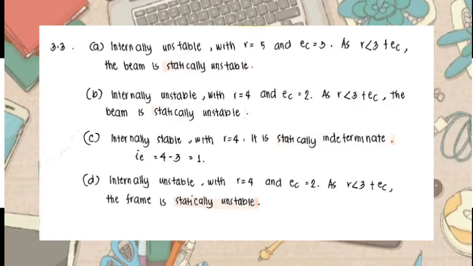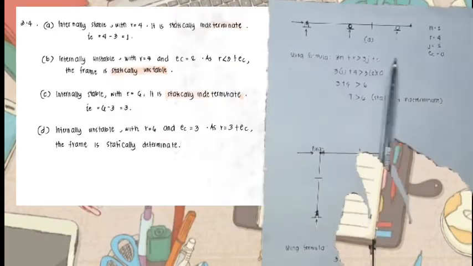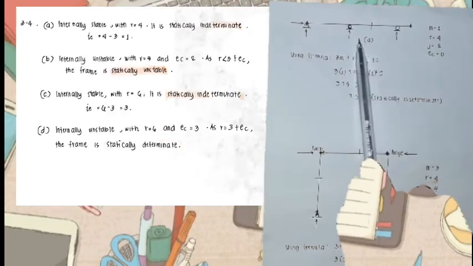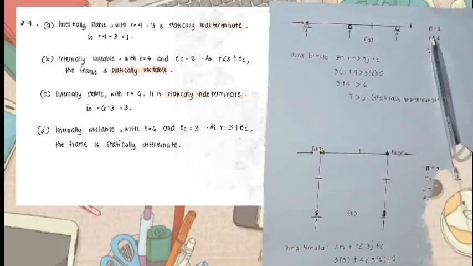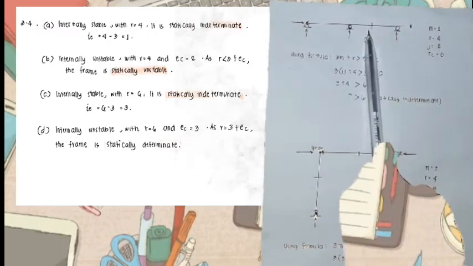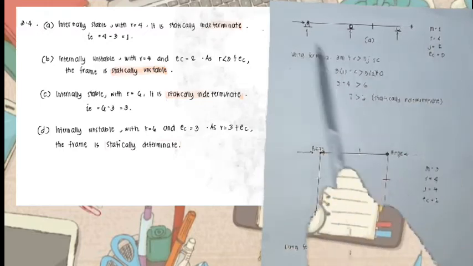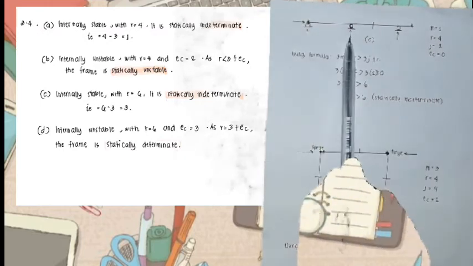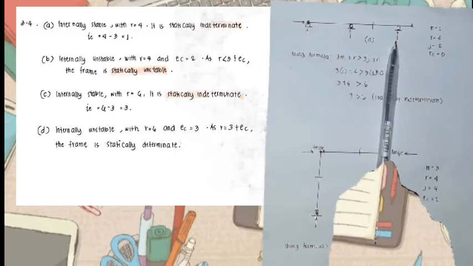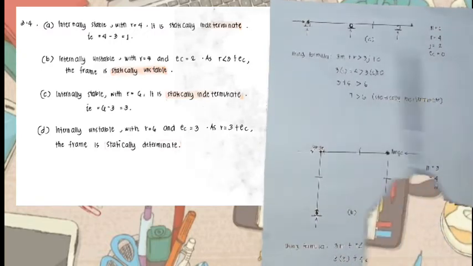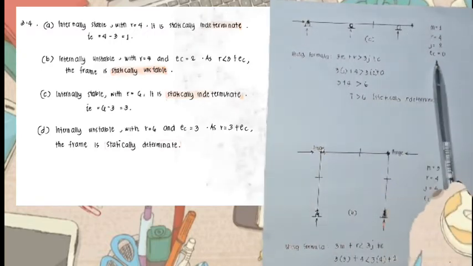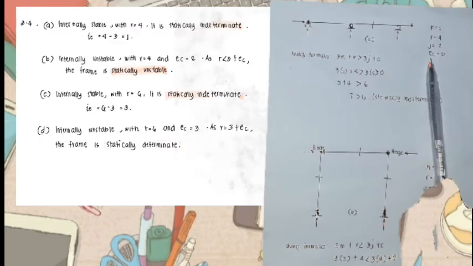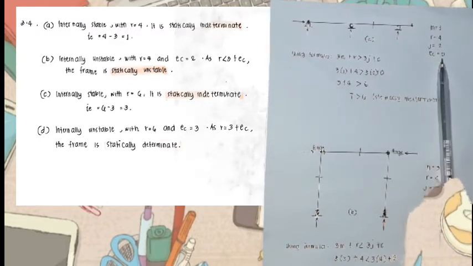Letter D, internally unstable with reaction equal to 4, the equation of condition equal to 2, so the frame is statically unstable. So the number of members is equal to 1, our reaction is equal to 4: 1, 2, 3, and 4. So our joints is equal to 2: 1 and 2. So the number of equations is equal to 0.